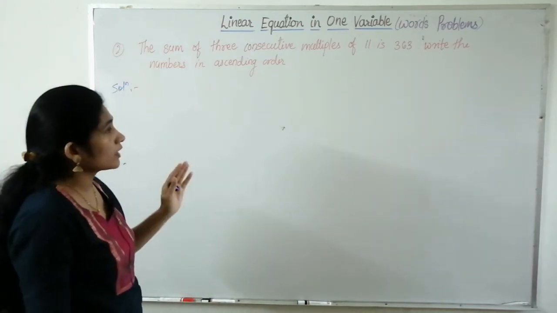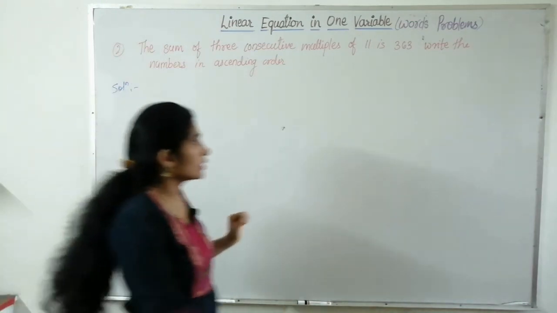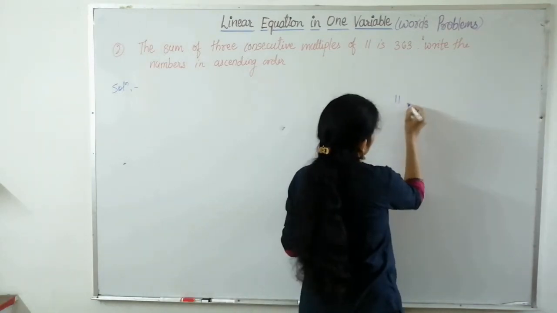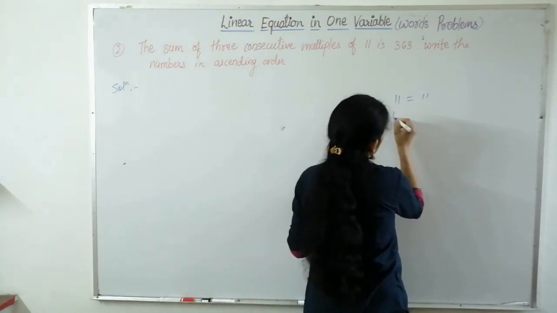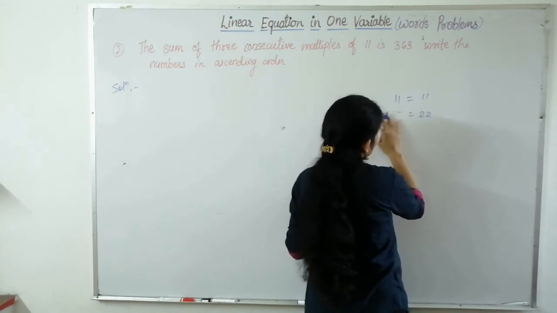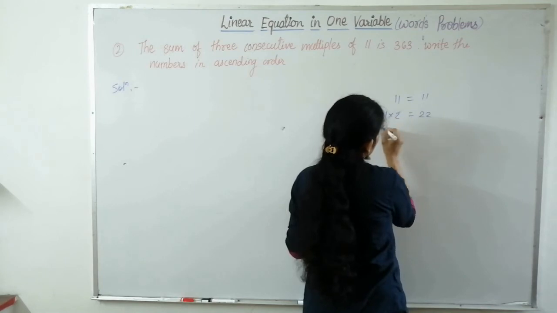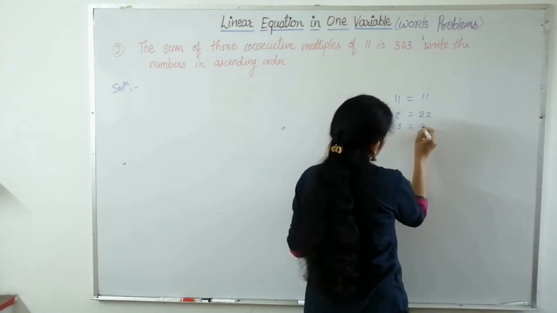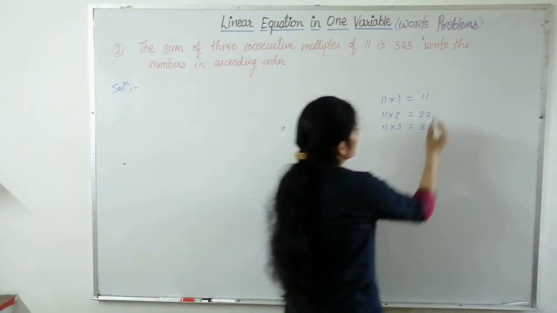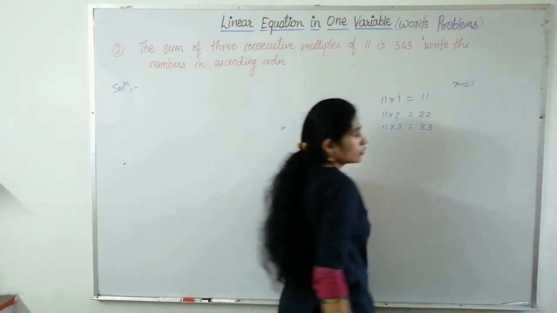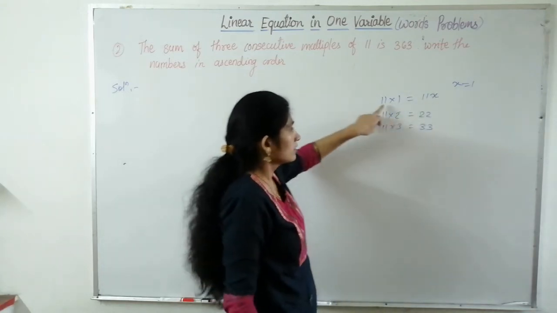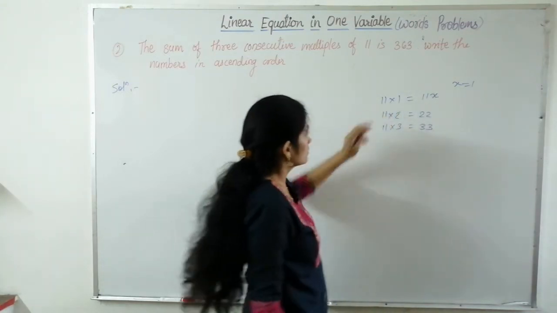See, I'll tell you how to write the multiples of any number. Okay, suppose we have to write the multiples of 11. So we know the 11 table, right? 11 ones are 11, 11 twos are 22, 11 threes are 33. Okay, so if we take x equal to 1, then we can write here 11x, that is 11 into 1 is 11.